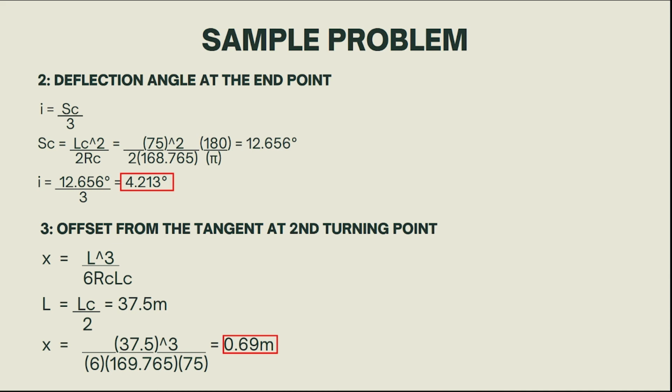Lastly, for number 3, we look for the offset from the tangent at the second turning point. To do this, we use the simple offset formula of x equals L cubed over 6 RCLC. In this case, since the question is asking for the second turning point, we use L equals LC over 2, or 37.5 meters. We plug this in the original formula and we get 37.5 cubed over 6 times 169.765 times 75 for the final answer of 0.69 meters for the offset from the tangent at the second turning point.